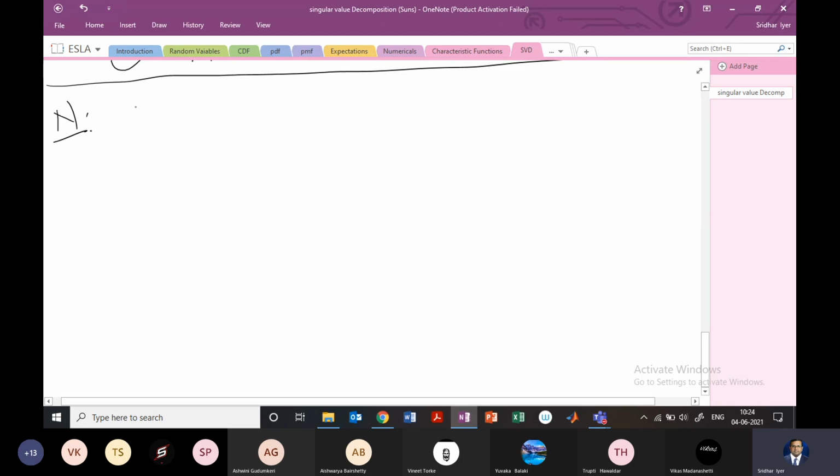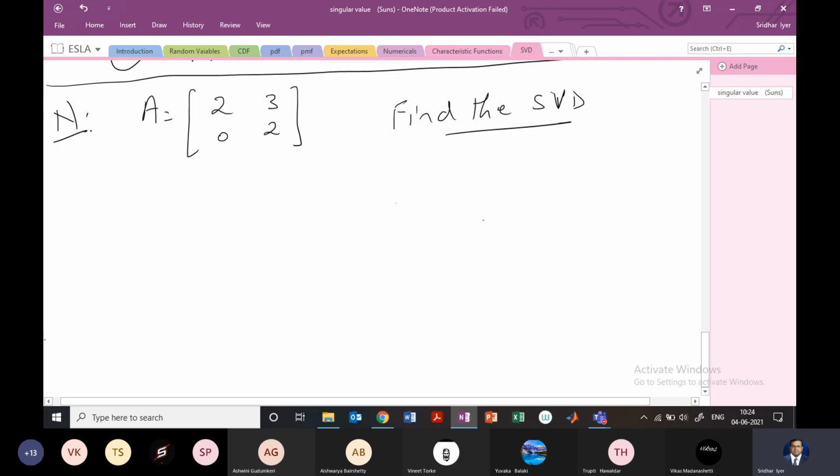So we need to find the SVD for this matrix. The A, which is given to us, is 2, 3, 0, 2. Okay. So my guess is because it's lengthy, we may only get a 2 cross 2 matrix, but let's be ready for a 3 cross 3 as well, right? So I've solved a 3 cross 3 example in the videos which are posted. Okay. So the question is, find the SVD of the given matrix, right? We need to do that.